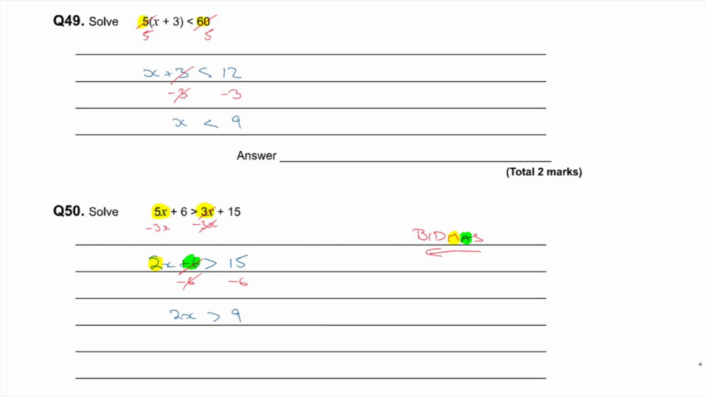Then dividing both sides by 2. Divide by 2, divide by 2. Leaves me with x is greater than 9 divided by 2. I could just leave it as 9 divided by 2, or if you really want to write it as a decimal, it's 4.5. Either of those answers would have been acceptable.